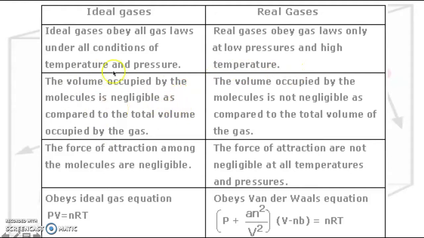Remember that for ideal gases, the volume is negligible as compared to the total volume occupied by the gas, whereas with real gases, that is not the case. Also remember that in an ideal gas, you have no force of attraction, and in a real gas, we know that we do have IMFs in the real world. And then this is our equation that we use for real gases. This is an equation that allows for correction for volume and pressure. You will never have to use it, but there it is in case you were wondering.